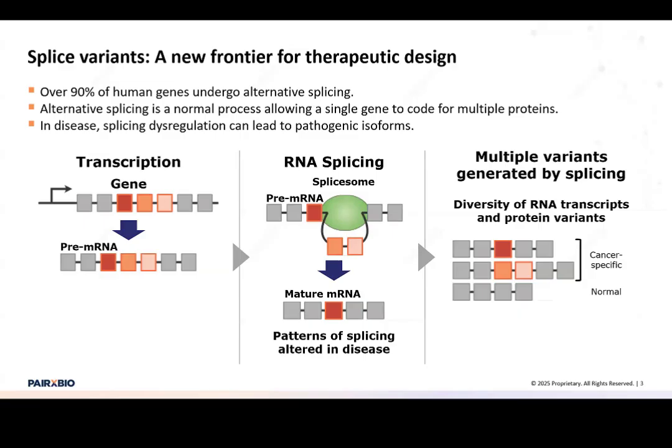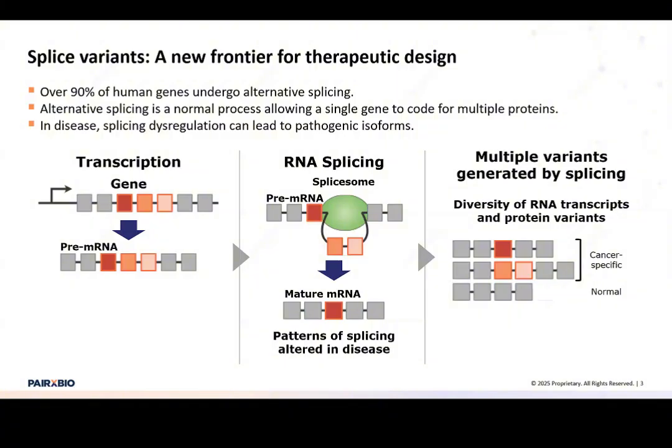This process allows one gene to encode multiple variants present in the cell, and on the right panel you see the multiple transcripts present in the cell that are derived from a single gene. In disease processes, RNA splicing can be dysregulated, and you can have transcripts which are cancer selective.